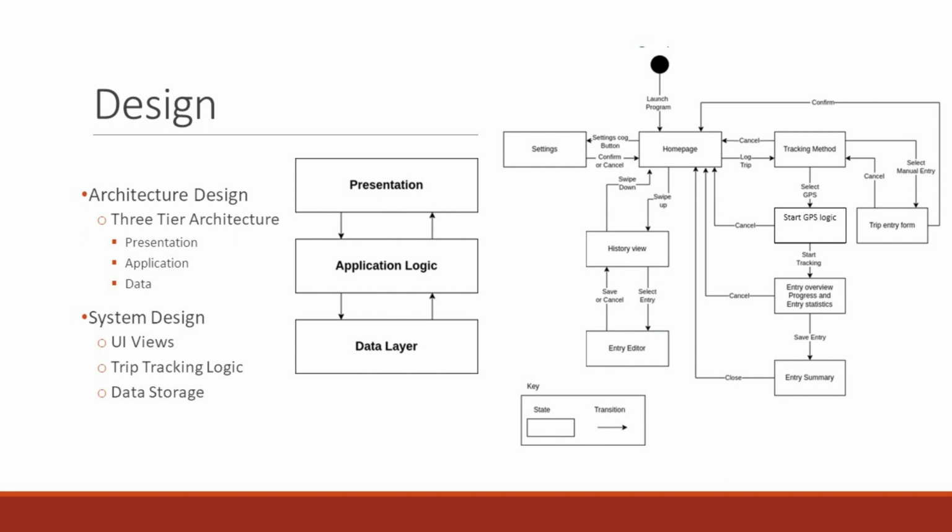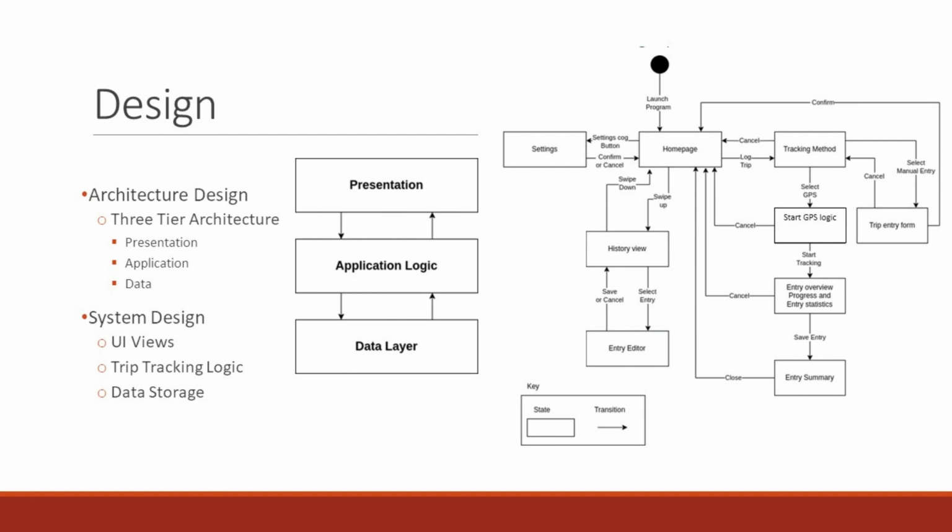The UI View subsystem provides a clear visualization of the app structure, guiding the user from the home page through various functionalities such as settings, tracking methods, and history viewing. The dialog map that you can see on the slide is crucial for us developers and clients to understand the flow and state transitions within the app.